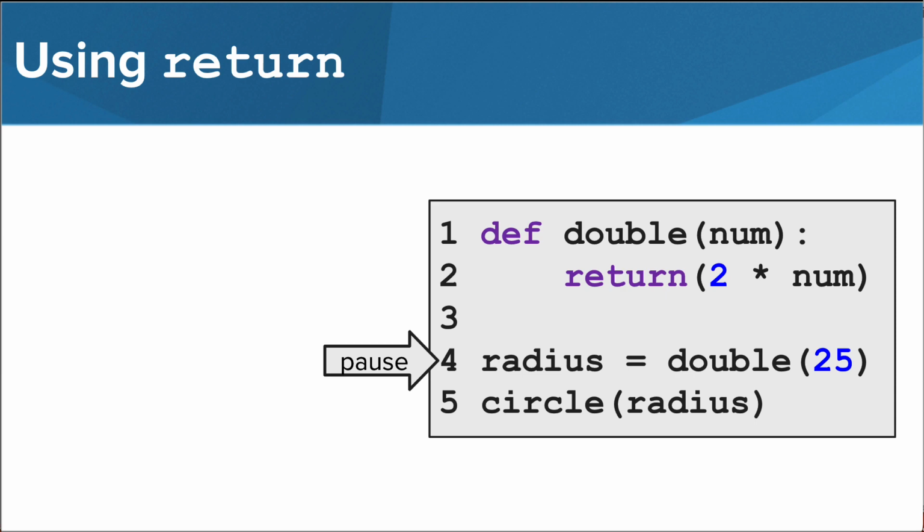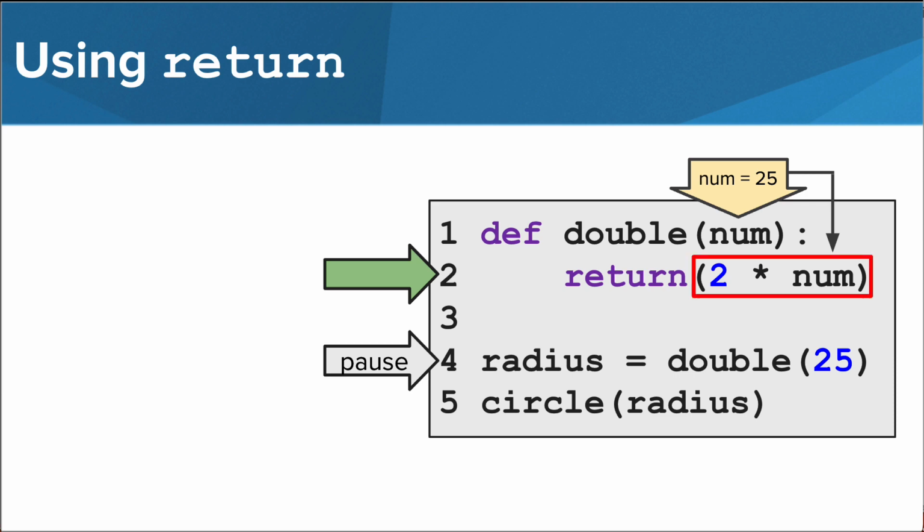The computer pauses at that line of code because it needs to run the function in order to assign radius a value. It hops up to the previous code and looks for a function called double. It finds it on line 1 and sets the value of num here to 25. Now it runs the command on line 2 with 25 as the value of num. This value is multiplied by 2 and becomes 50.